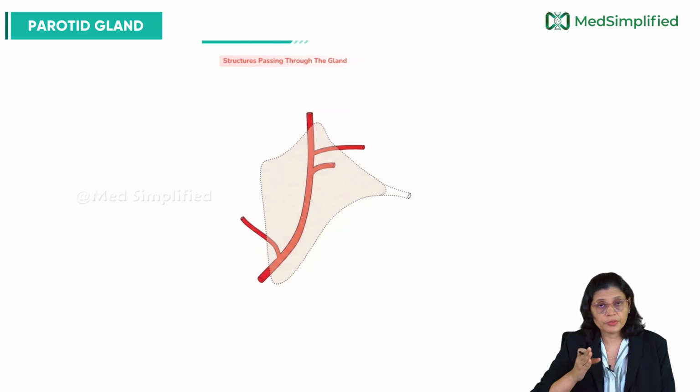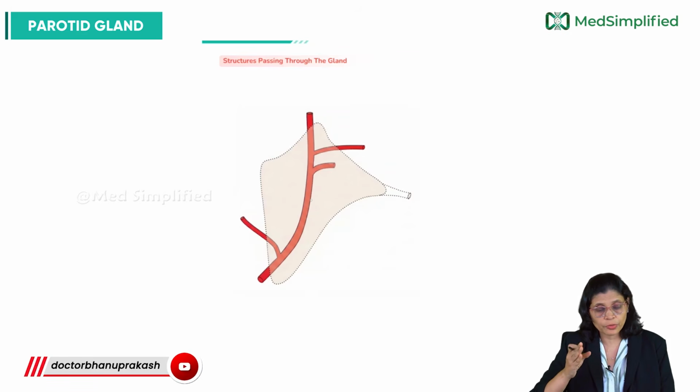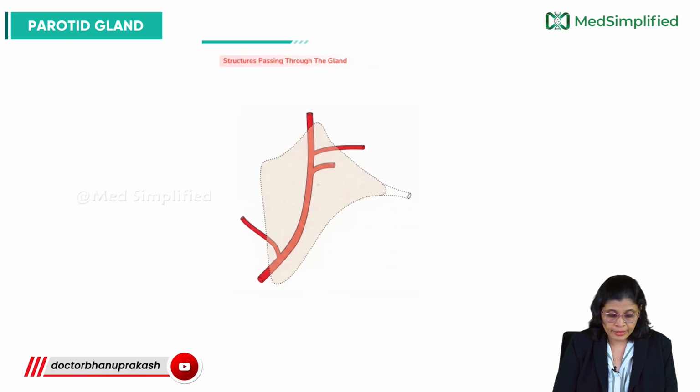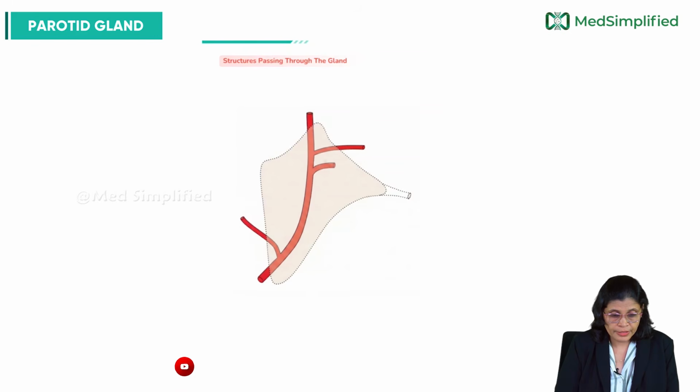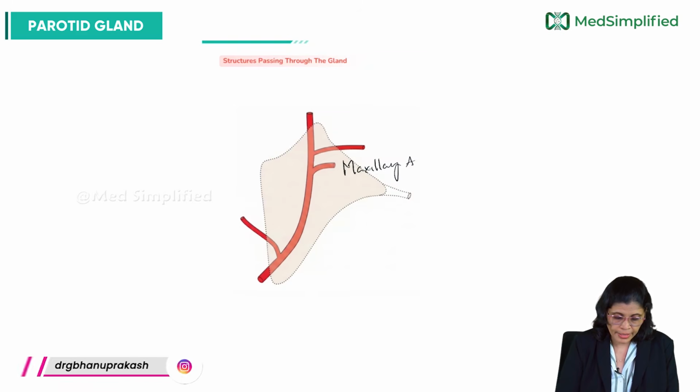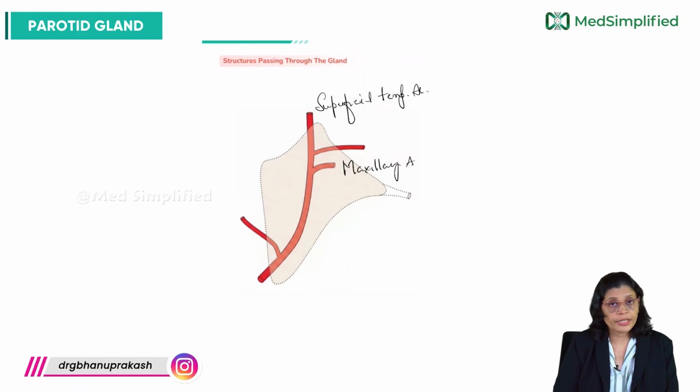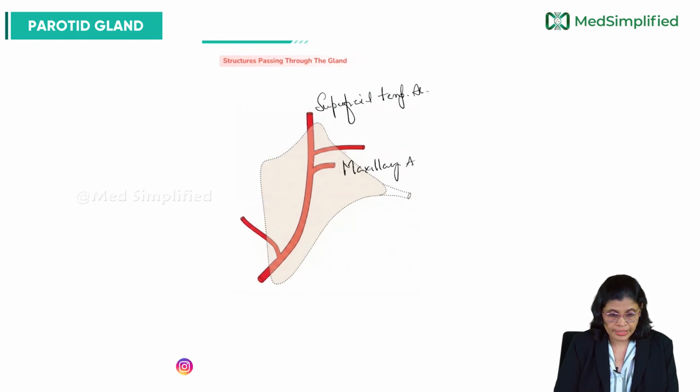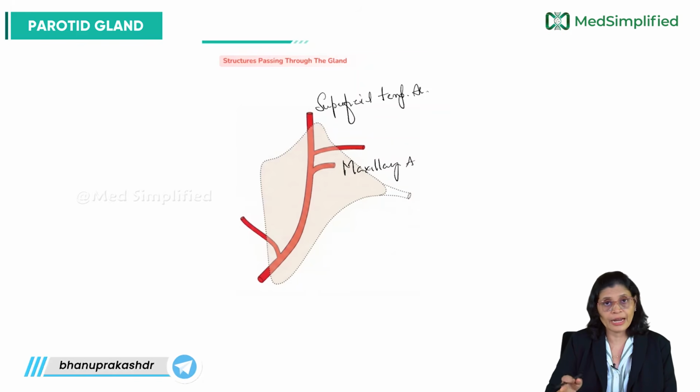The deepest structure which we will see will be the external carotid artery, which will enter the gland through its posteromedial surface, and then it will divide into its terminal branches. So we will see the maxillary artery here, and this is the superficial temporal artery. It will also give the transverse facial artery, which is a branch from the superficial temporal artery, emerging from the anterior border. So that is about the external carotid.